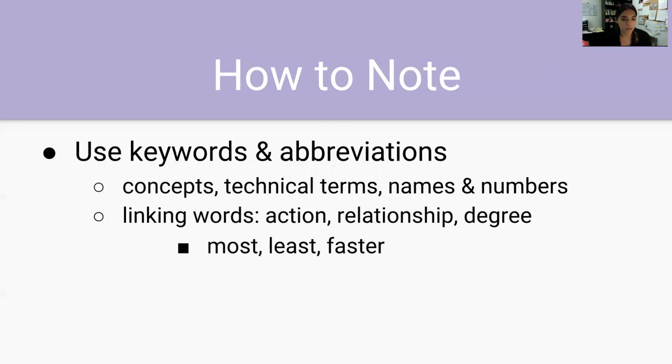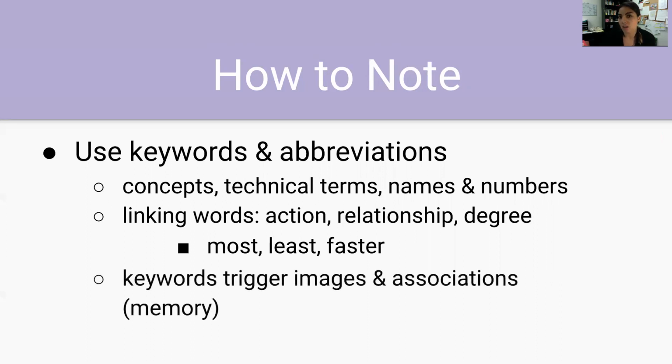Keywords, things like most, least, faster, you can't abbreviate those or leave them out because they're very important for showing the degree or importance of something. They also show comparison. So we do want those words to be included in our note-taking.